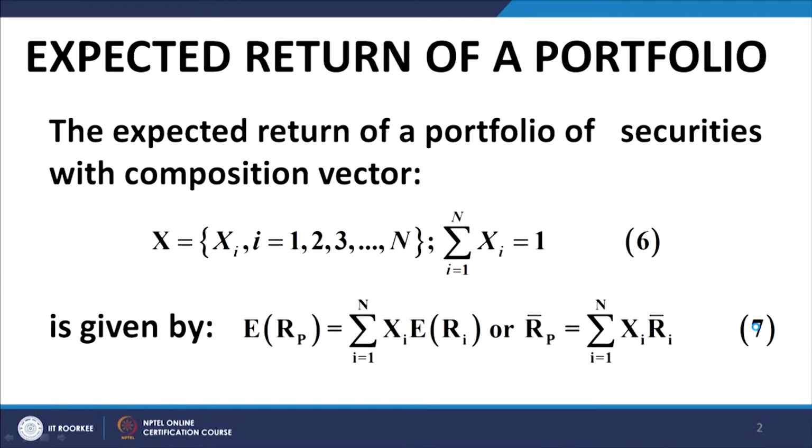We started discussing the mean variance portfolio optimization theory, and we defined certain terms and arrived at certain expressions for the portfolio possibilities curve. We started with the expected return of a portfolio with the expression that is given in equation 7 here on the slide, with the composition vector which is given in equation 6. Composition vector means the weights attached to the various securities that form the portfolio in terms of money values, a fraction of money values of the total that is represented by the various securities that form the portfolio.